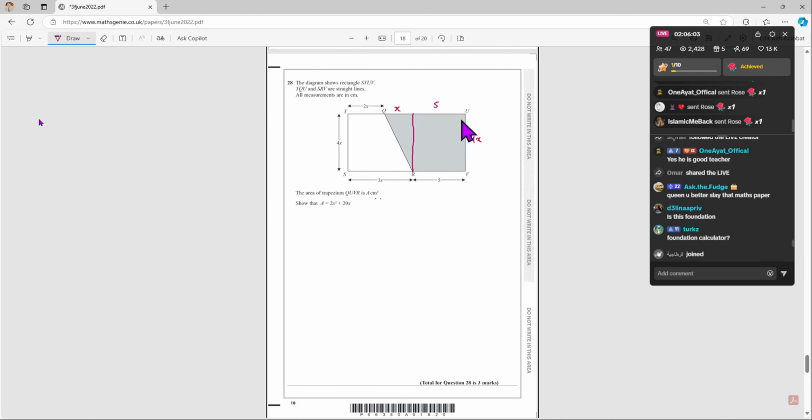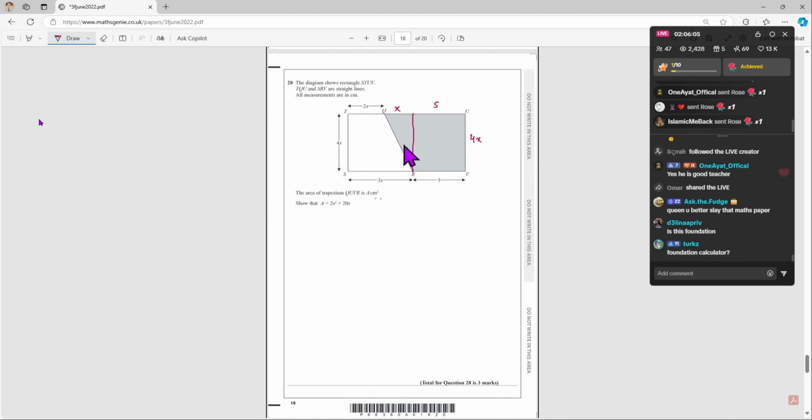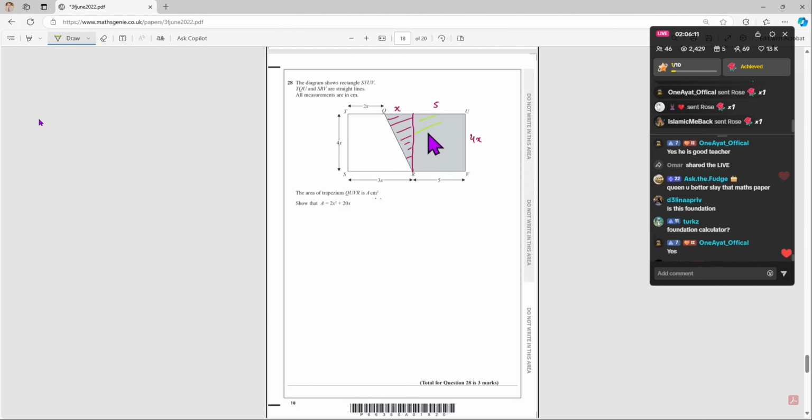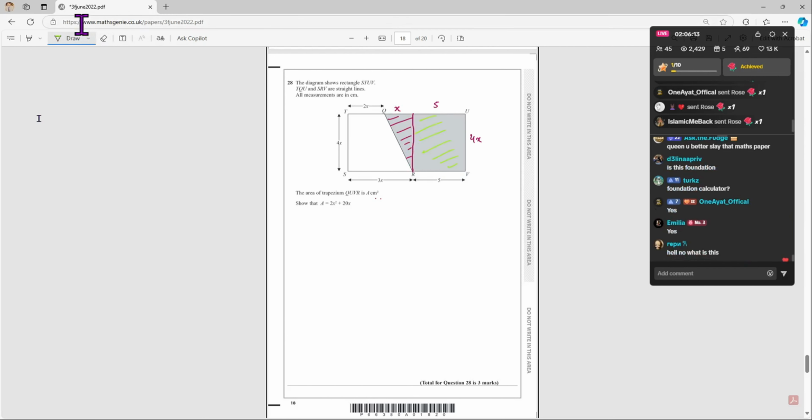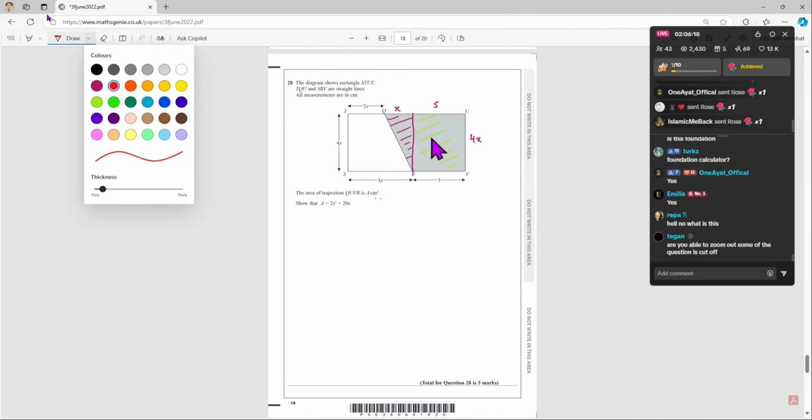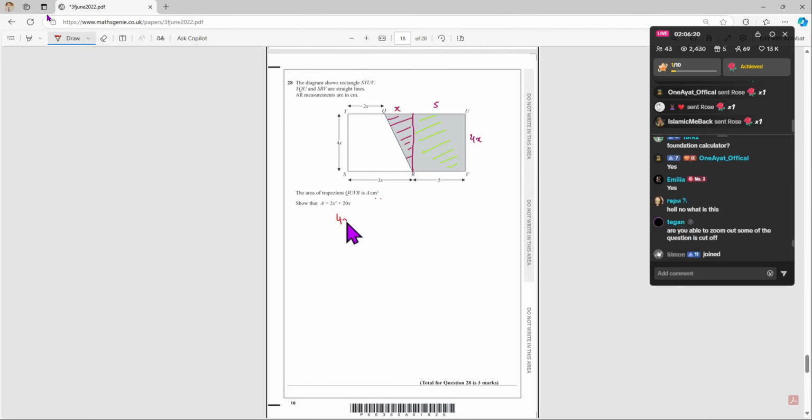So we're going to work out the area of the triangle first, and add it with the area of this rectangle. The area of this triangle is 4x times x, the base times height, divided by 2.